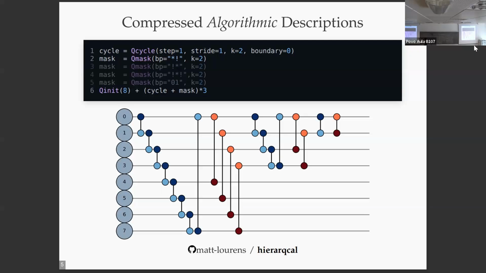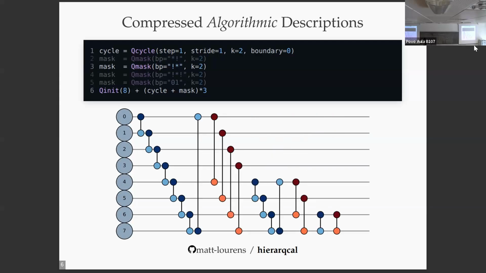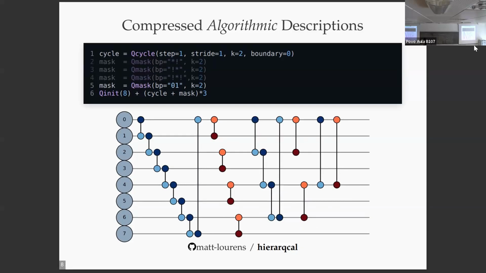So it's basically a cycle followed by a mask repeated 3 times. The cycle is blue, the mask is red. And what the mask does, because of its hyperparameters, each time it hides half of the available indices or qubits of the circuit. So all I really want to show you is that the language is compact. All I'm going to change in these lines is just one hyperparameter of the mask, and then you get these similarly structured kind of networks. Okay.